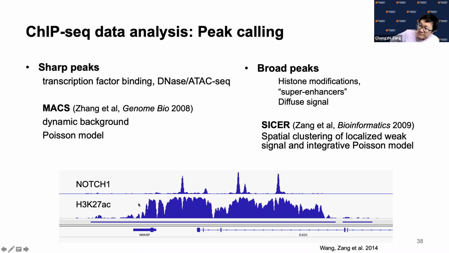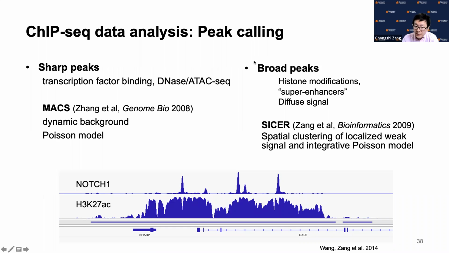So for sharp peaks and broad peaks, of course, we want to use different algorithms or different bioinformatics tools to do the peak calling. For sharp peaks, MACS is one of the most commonly used tools. It uses a dynamic background to build up the model and uses a Poisson model to identify the highly enriched peaks.